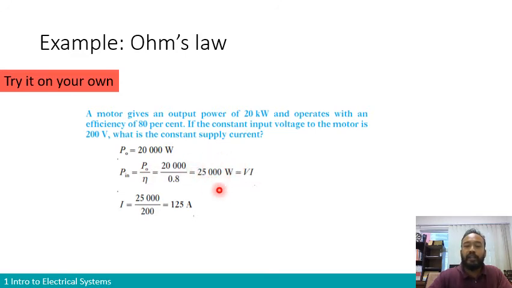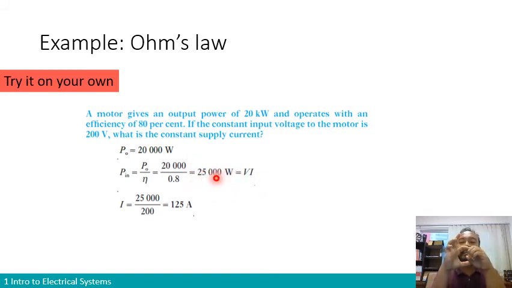So this 25 kilowatt input is produced by an electrical input, right? So imagine you have a motor. You need to put into it an electrical energy, and in output it produces mechanical output, right? So the mechanical output is 20 kilowatt. So because it has a certain efficiency of 80%, you need therefore to supply more than 20 kilowatt. So that's where we get this 25 kilowatt, 25,000 watt.